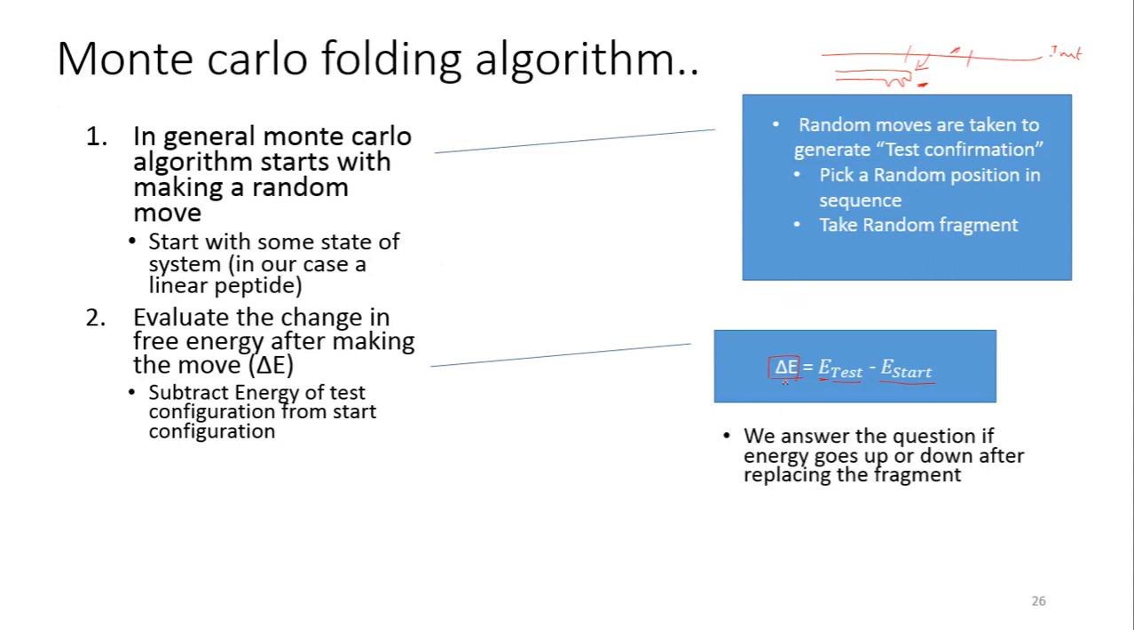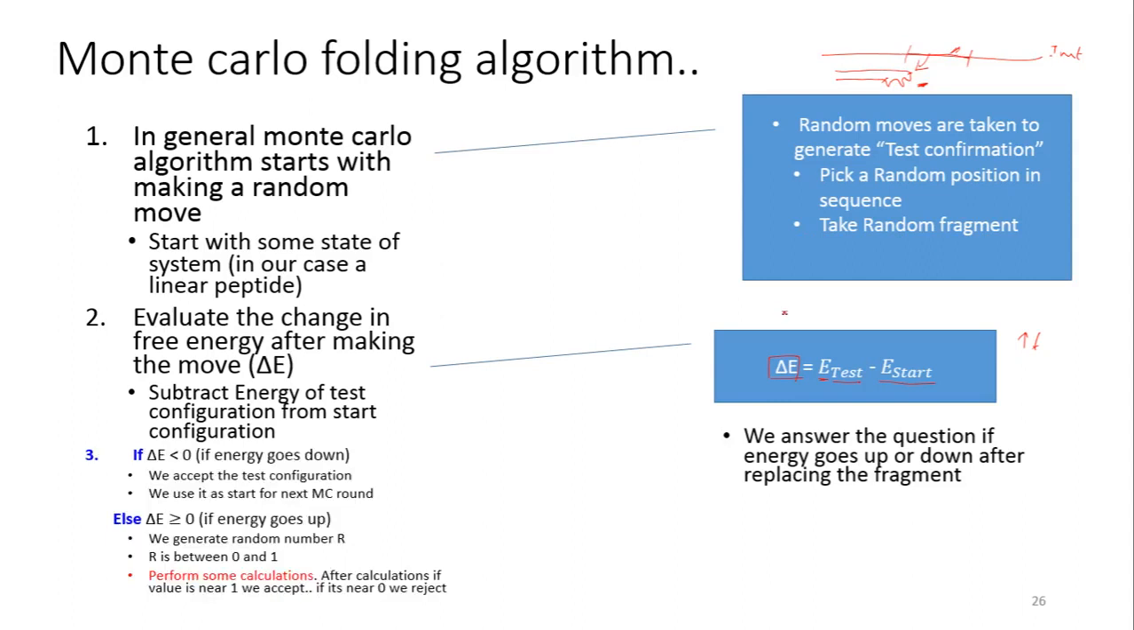Over here, by calculating this delta E, we answer the question of whether the energy goes up or goes down when we replace this small fragment with the state that we began with. So that is what we do. Now there might be two conditions at this stage.